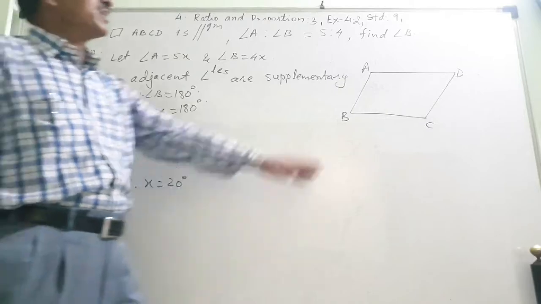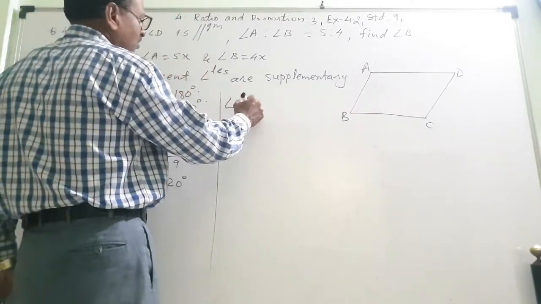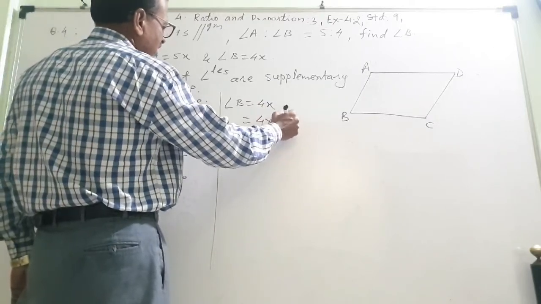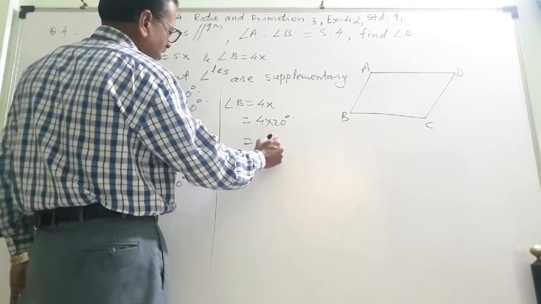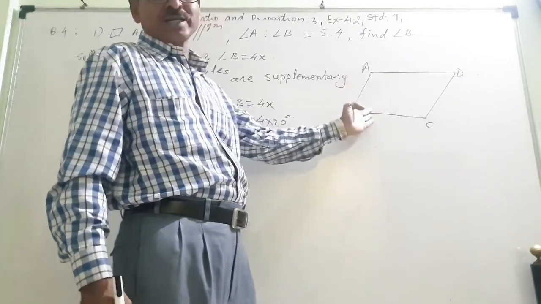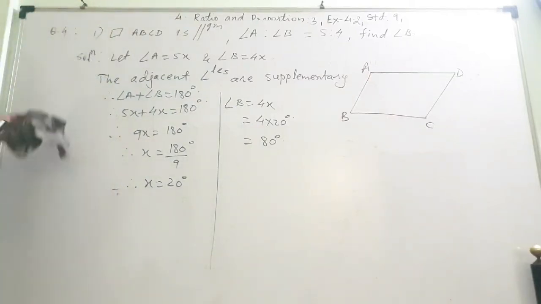What do I want? Find angle B. Angle B equal to 4x. That is equal to 4 into 20 degrees. So that is equal to 80 degrees. If this is 80, this will be 100, because their sum is 180 degrees. So hope that you have understood this.